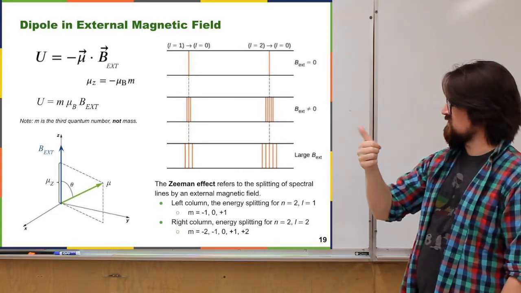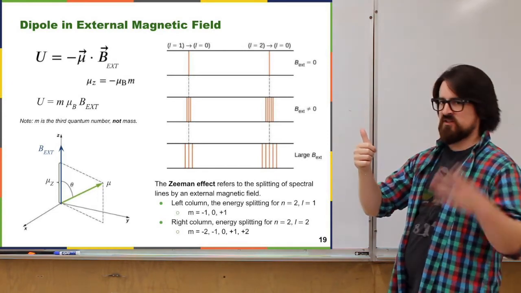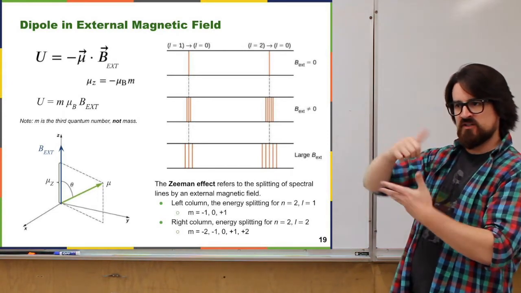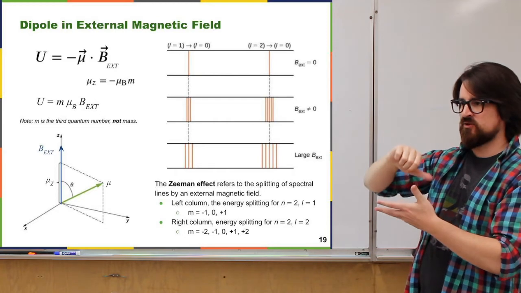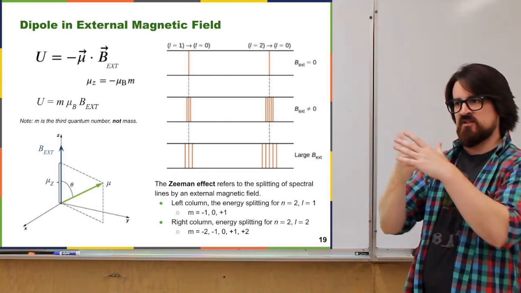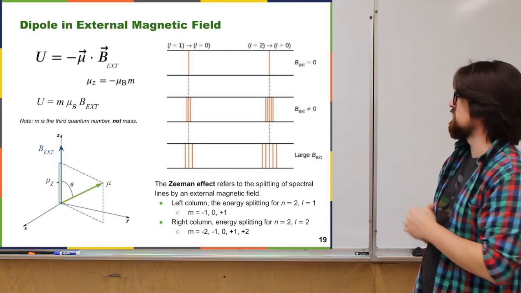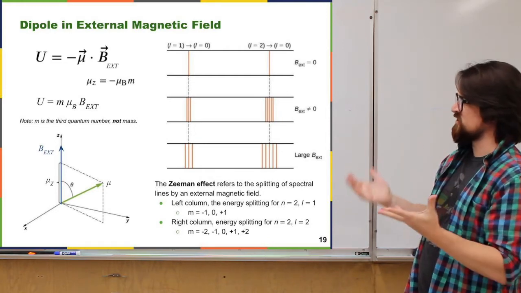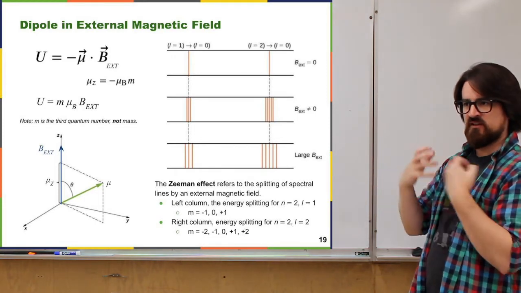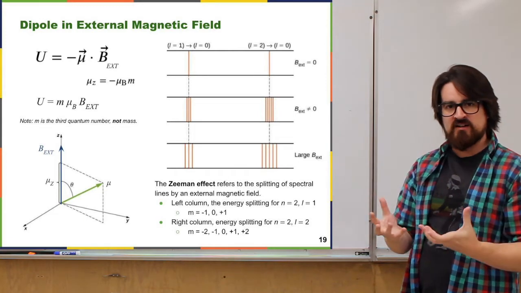So because it has this magnetic dipole, if you have an external field, that field is going to want to exert a torque on that magnetic dipole, meaning that when it's aligned, it's going to be a lower energy state. When it's anti-aligned, it's going to be a higher energy state, with other states in between. The energy due to this dipole interacting with the external magnetic field affects the overall energy of the atom.